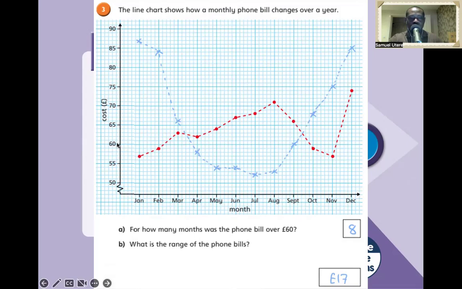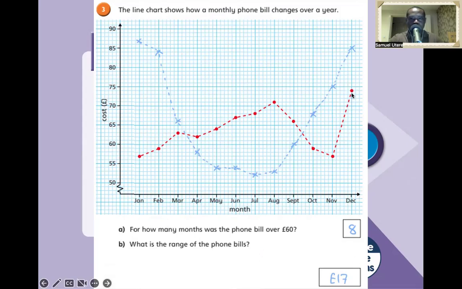So if you were to draw a line across like this, you would see that there are 8 points that are above that line. Next, you ask, what is the range of the phone bills? So you look at the highest amount for the phone bill, and you subtract the smallest from the biggest. So it should be £17.